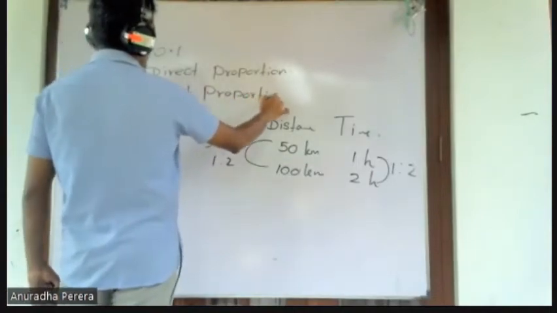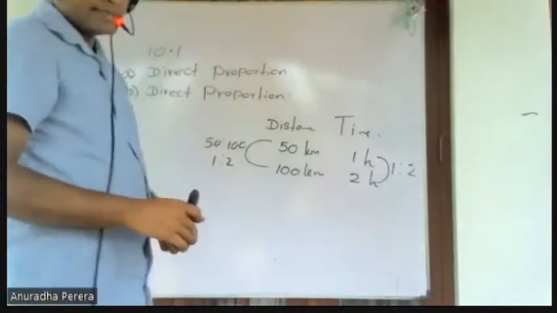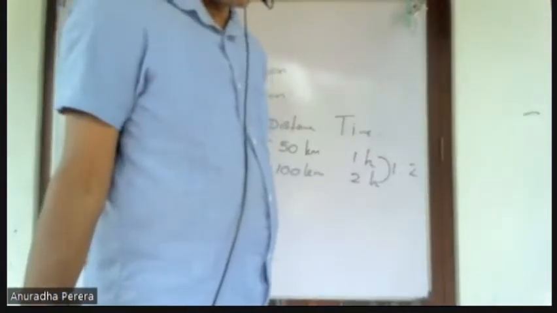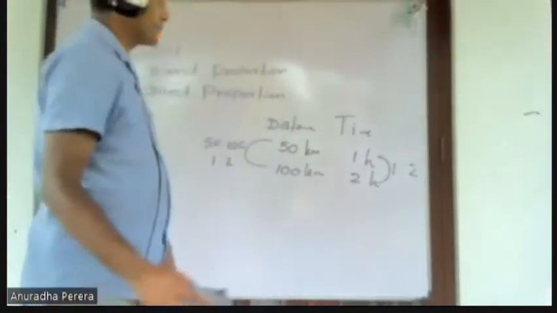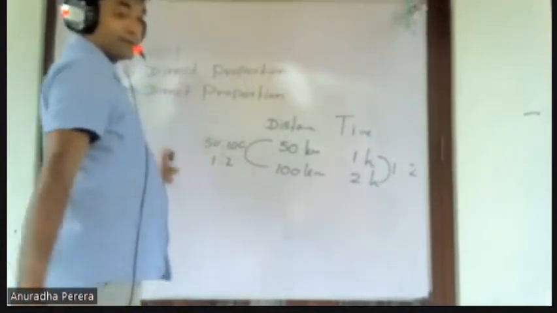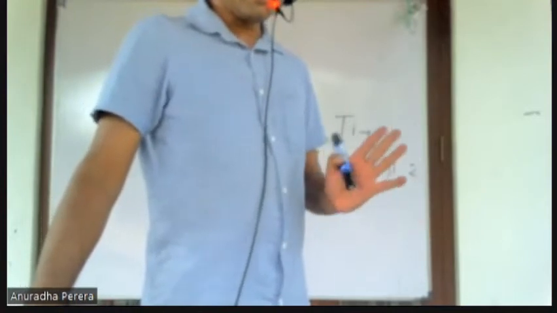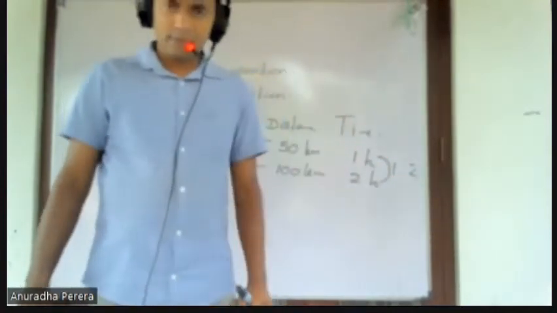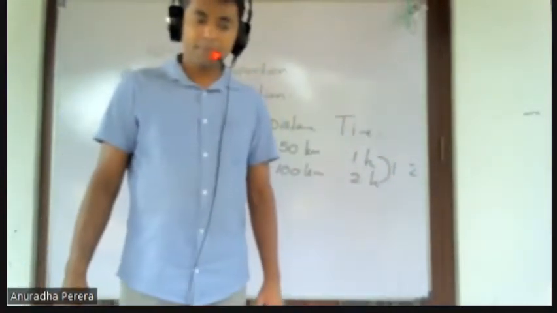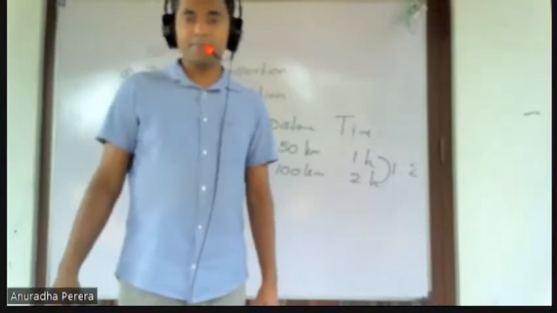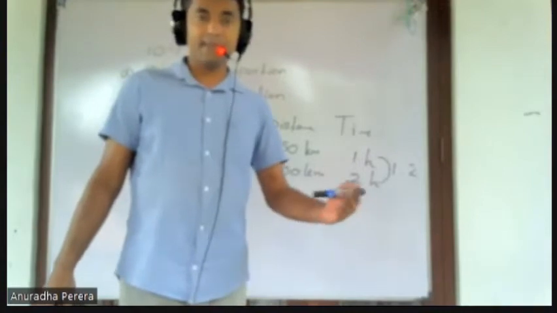C. The speed of a vehicle and the time taken to travel a certain distance. It is not a direct proportion. Why? We don't know. This is not a constant speed. මේ constant speed එක කියලා දීලා තියෙනවද? වේගය වෙනස් වෙනවා නේද?